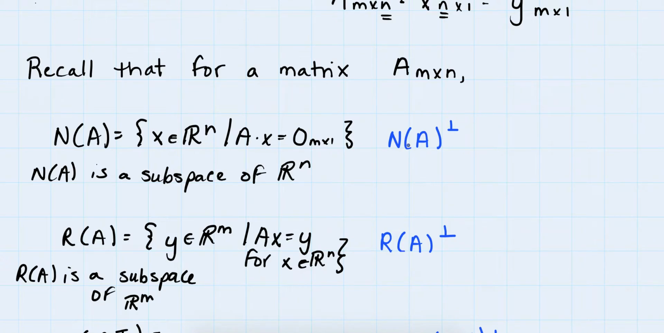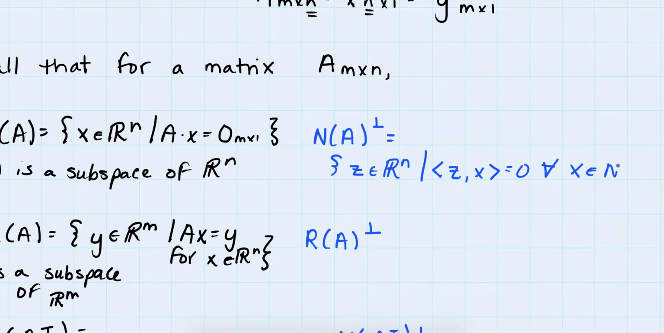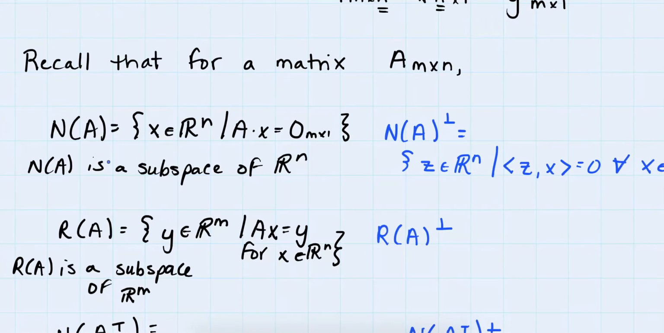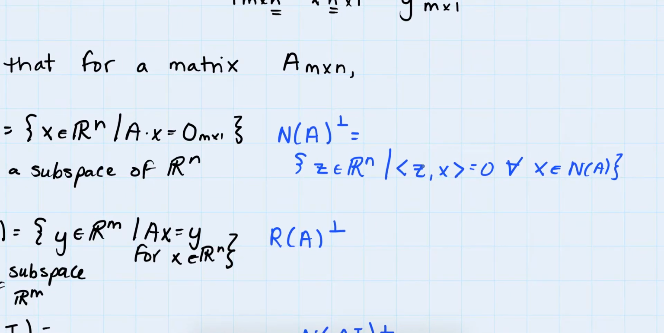Let's talk about the orthogonal complements to these spaces. To start off, what is the orthogonal complement to the null space? Well, this is just the set of vectors, let's call it z, in Rn such that z with x is equal to 0 for all x in the null space. Remember, in order to take an inner product, the vectors have to be from the same space. And the null space is a subspace of Rn, so the vectors we're looking at are also in Rn. And in order for this to be the orthogonal complement, we want the inner product of z and x to equal 0.